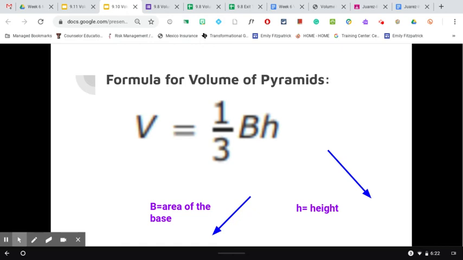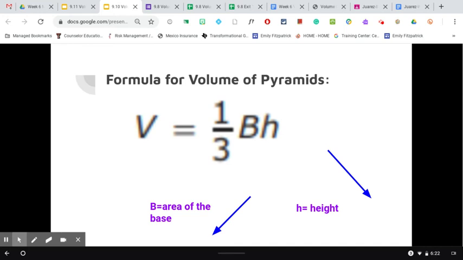Whenever you're typing this into the calculator, if you're using the Desmos calculator, you should be able to type in 1/3 as a fraction and then times the base times the height. But if you're using your phone or anything like that, remember that multiplying by 1/3 is the same as dividing by 3. So you could also just do the area of the base times the height divided by 3. Or you can do 1/3 times the base times the height, whichever is easiest for you.